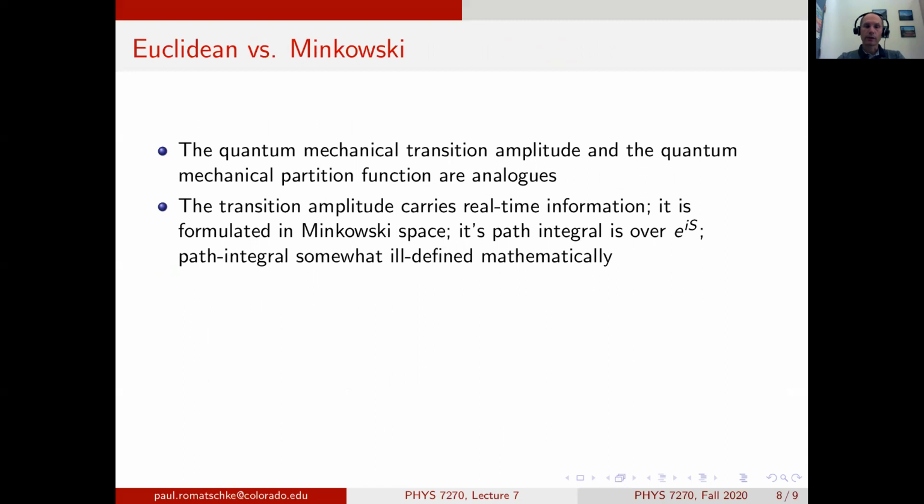They have some differences, though. The transition amplitude is a real-time object. It carries real-time information about how one state transforms to another. As such, it's formulated in Minkowski spacetime, and its path integral has an i in the exponent. So it's a path integral over e to the iS, where S is the classical action. Because this exponential is not real, the path integral is somewhat ill-defined mathematically.